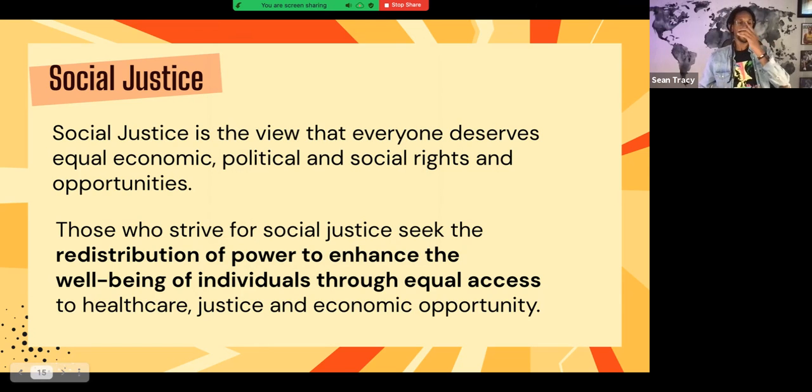Looking at the redistribution of power to enhance the well-being of everybody within a community. And so we're looking at healthcare, justice, and again, economic opportunity for everybody. And you can go to the next slide, Ken.